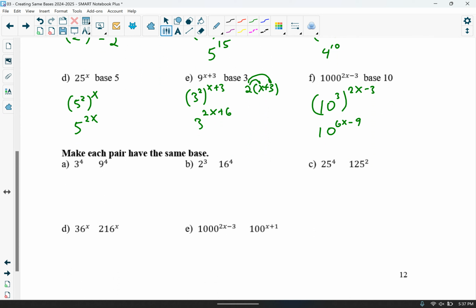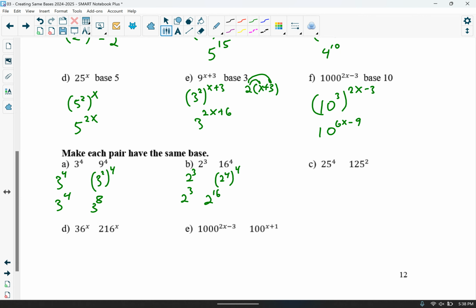If we have 3 to the 4th and 9 to the 4th, that same base would be 3. So 3 to the 4th is good to go. 9 to the 4th, we're just going to rewrite as 3 squared to the 4th power, which would make that 3 to the 8th. So we've got 3 to the 4th and 3 to the 8th. 2 to the 3rd and 16 to the 4th, we can have both in base 2. 2 to the 4th is 16, so 2 to the 4th to the 4th power, that's going to be 2 to the 3rd and 2 to the 16th.